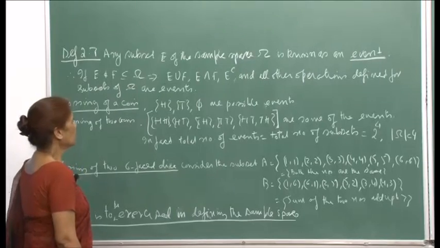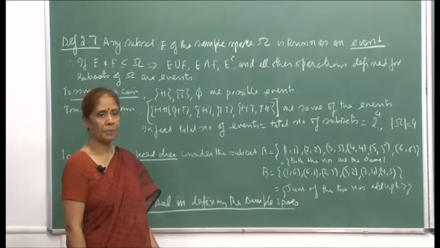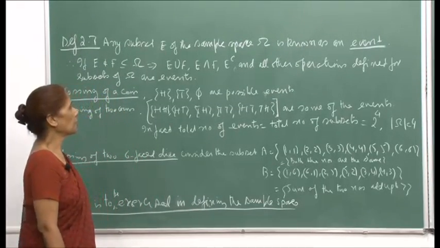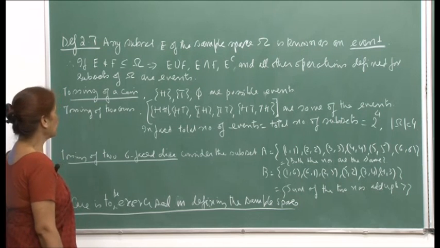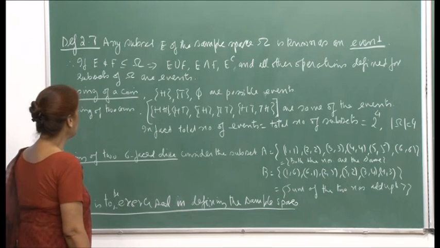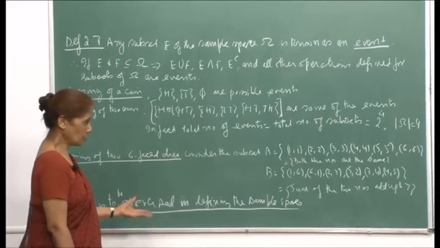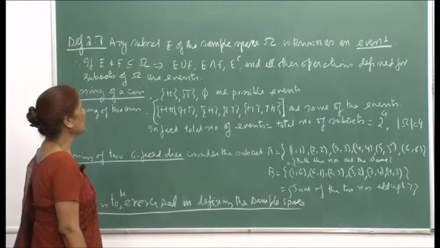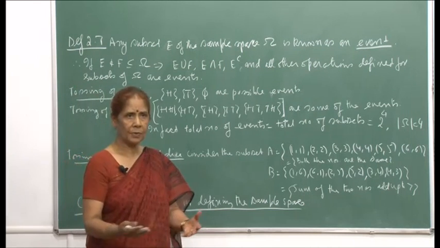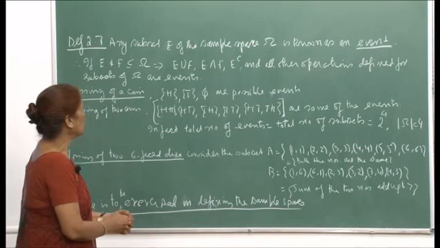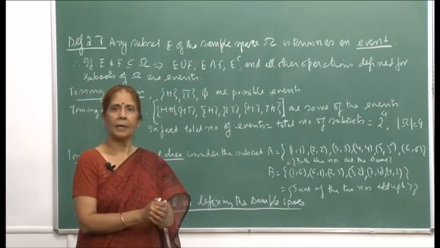Now, I will define what we mean by an event. So any subset E of the sample space. First, the idea of a sample space is clear, that means the collection of all possible outcomes. Now, any subset of the sample space is known as an event, we will define it this way. And we have seen that if, for example, E and F are subsets of omega, they are both events, then whatever operations we have discussed on subsets, E union F, E intersection F, E complement and so on, will again be subsets of omega, and therefore, by our definition they will again be events.